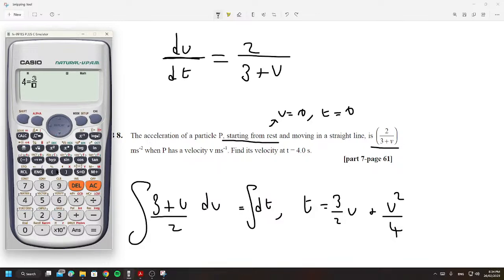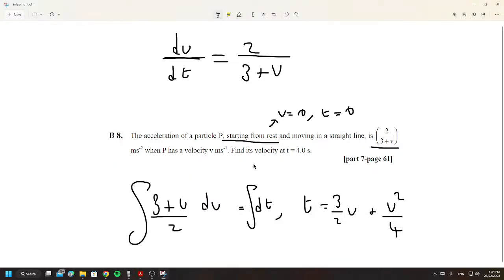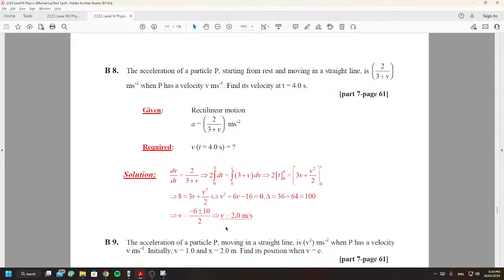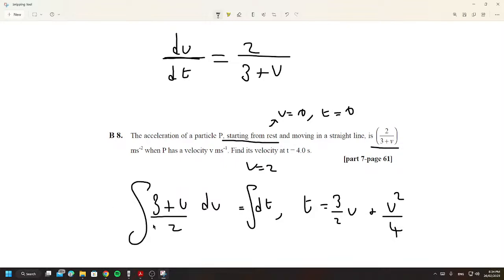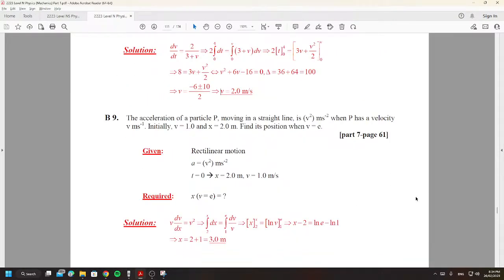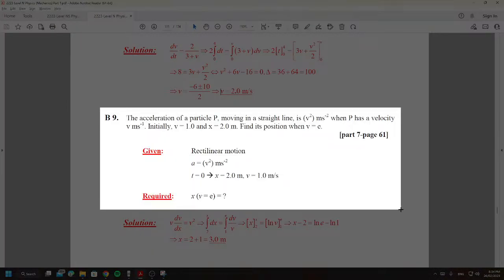4 is equal to 3 over 2 v plus... Also, this is a quadratic, I just realized. And we got the velocity to be 2. Yeah, okay. So they told us since it's at rest, v is equal to 0 and t is equal to 0, I assume, so I did that, and I got t equals 0. That was lucky, I guess, because I actually had no clue what I was doing.